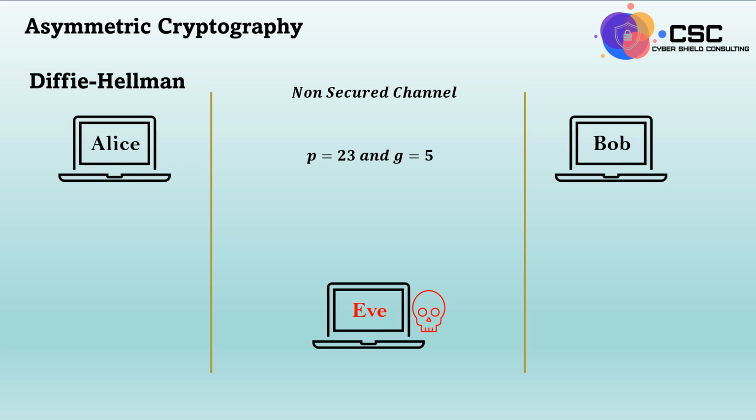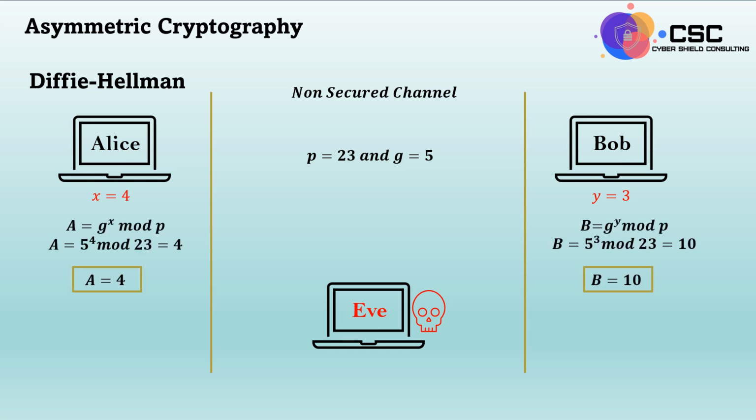Alice and Bob now generate their private keys, which are kept secret. Alice picks x equals 4 and Bob picks y equals 3. Alice and Bob will use these private values to generate and exchange their public keys. Each participant calculates their public key at their end. As you see on the screen, Alice calculates A, her public key, and Bob calculates B, his public key.